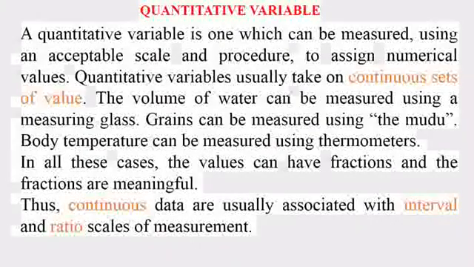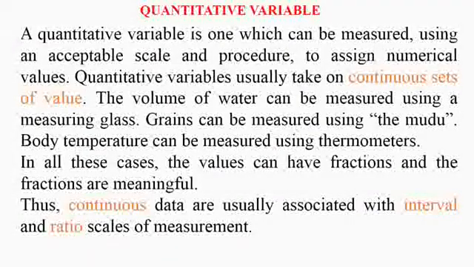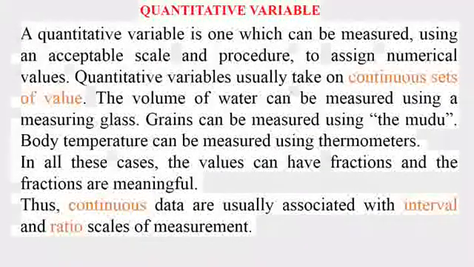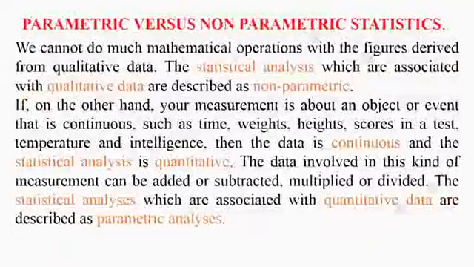In all these cases, the values can have fractions, and the fractions are meaningful. You can say somebody's temperature is 37.5. It makes meaning. Somebody's weight is 50.8, 50.73. It is meaningful. Thus, continuous data are usually associated with interval or ratio scales of measurements.